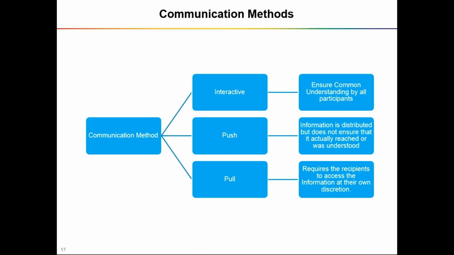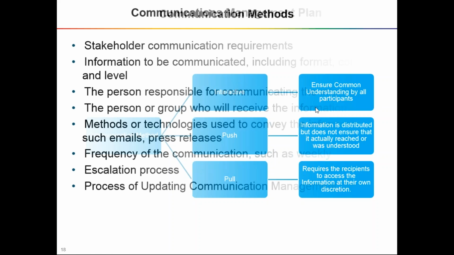It requires the recipients to access the information at their end and basically at their discretion. They may choose not to look at it also. So that is called the pull communication method. These are the three primary methods of communication.